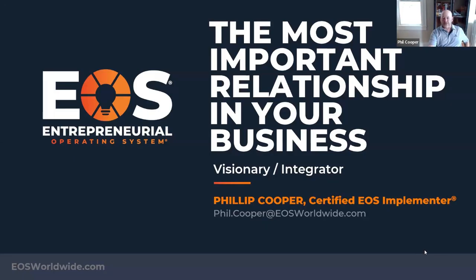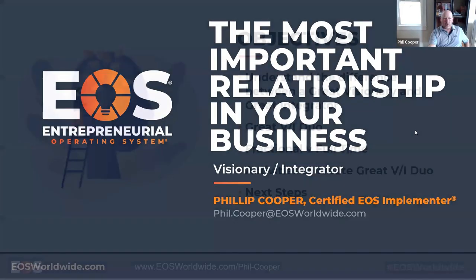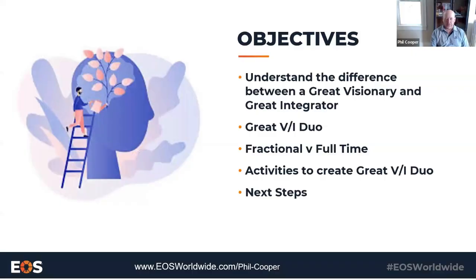As we go through today, I want to go through what the objectives are. So number one, the first objective is to understand the differences between the great visionary and the great integrator. And it's very, very important because if you don't understand the differences and you don't understand where they fit in, then it doesn't work. And with that, the objective is to know how to become that great VI duo.